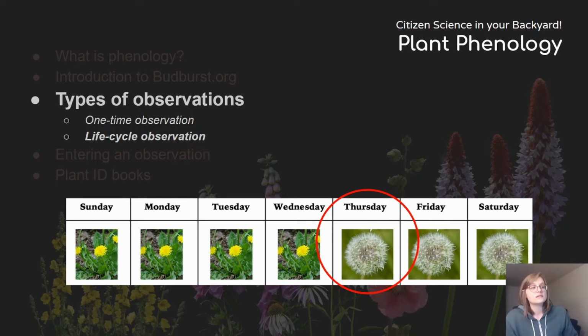So this is an ideal data collection that you can do for researchers, because it's really hard for anyone to go out and just sit and watch plants for who knows how long to witness these changes. So this would be a great contribution to the scientific world if you're able to do the life cycle observations.